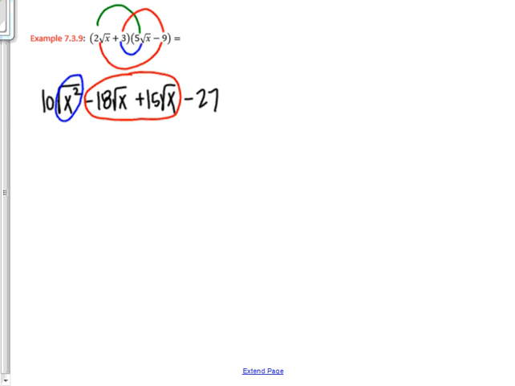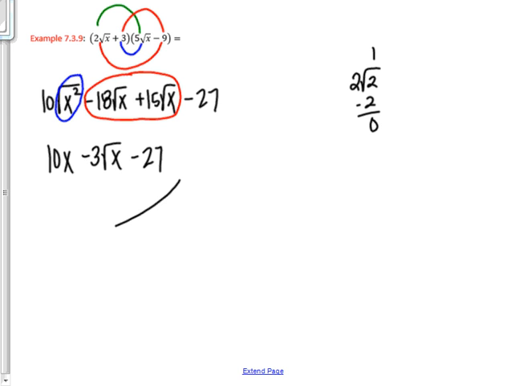What is the square root of x squared? Well, if you divide it by 2, it goes 1 time with none left. So that becomes 10x. The square root of x squared is just x. If I put those together, you only add the coefficients. I get a negative 3 on the square root of x, and I get a minus 27. None of those are like terms, so there's where I stop.